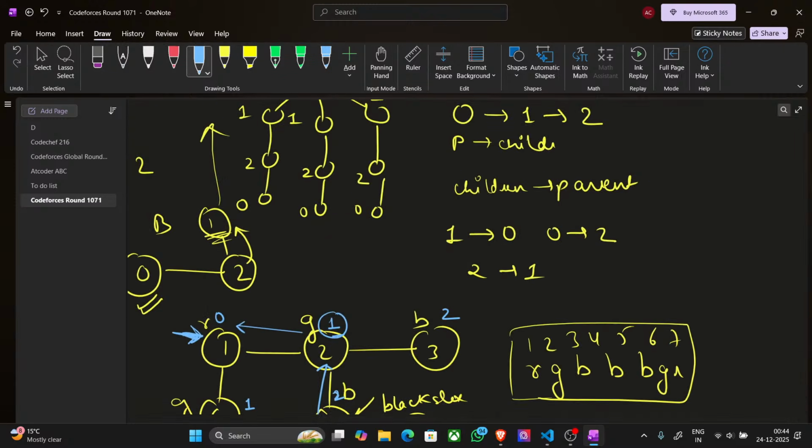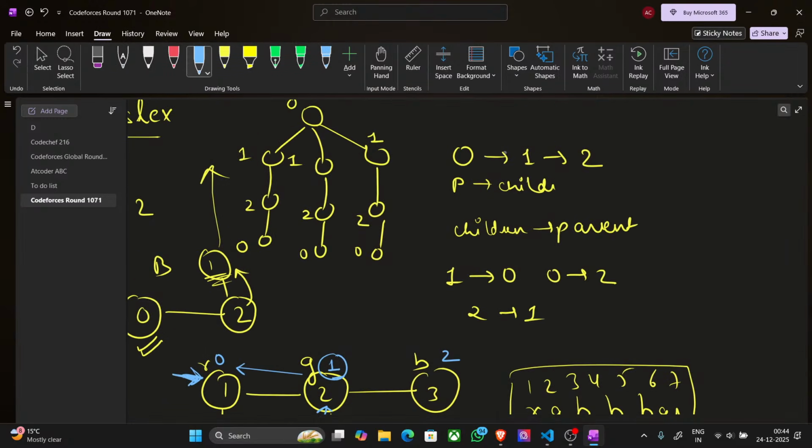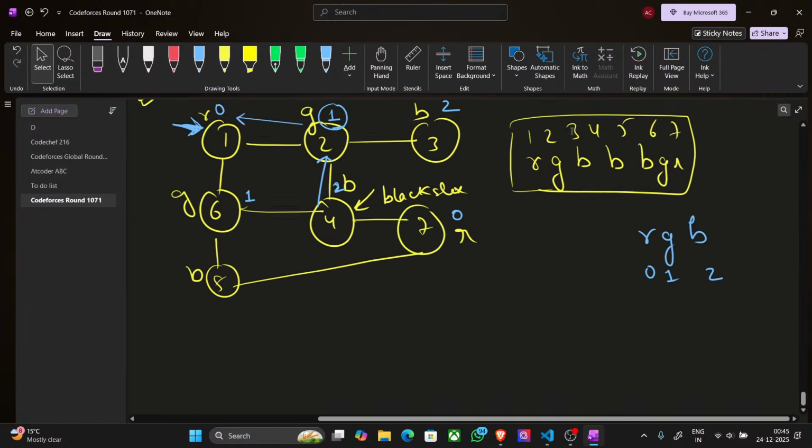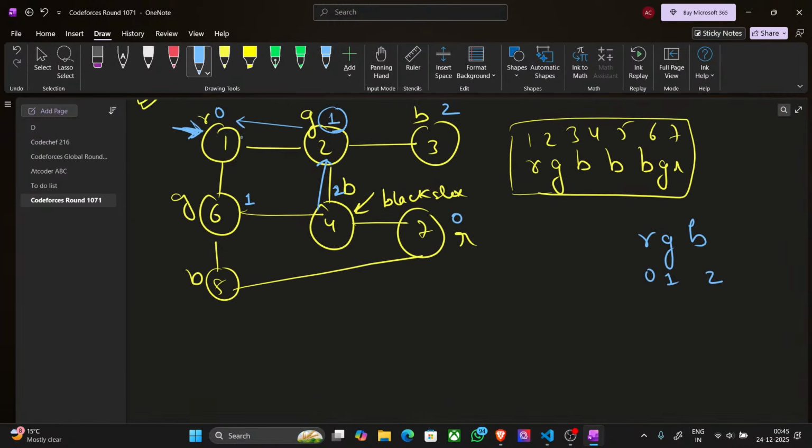Like while mapping, the chain of parent will be like 0 is the parent of 1, 1 is the parent of 2. And the children is like 1 is the child of 0 and 0 is the child of 2 in this format. So in this strategy, I can get to the 1 in the fastest possible way. So this strategy is correct, right?